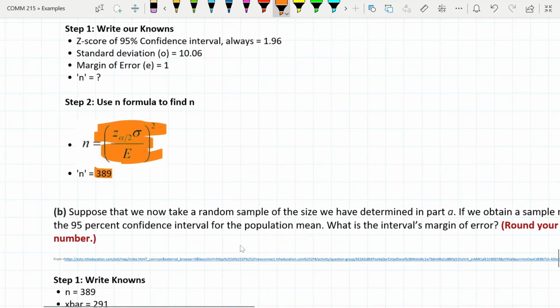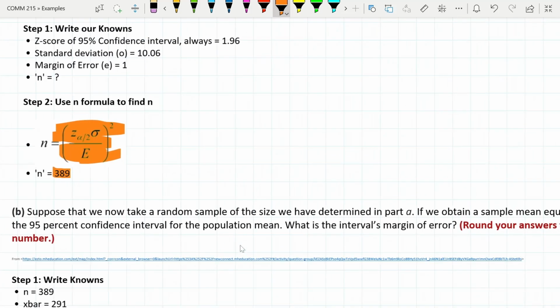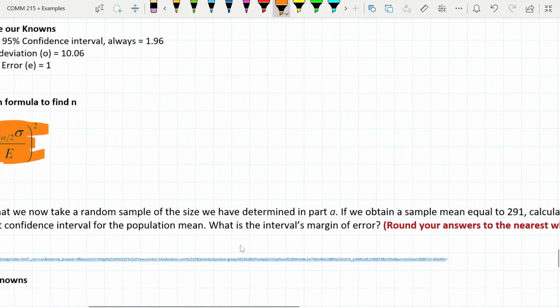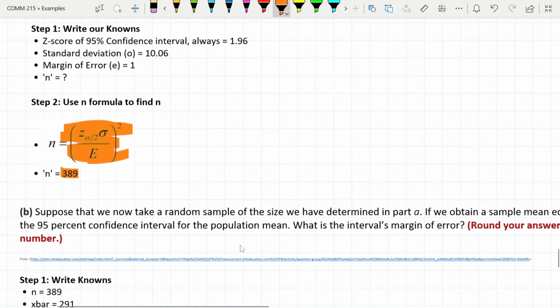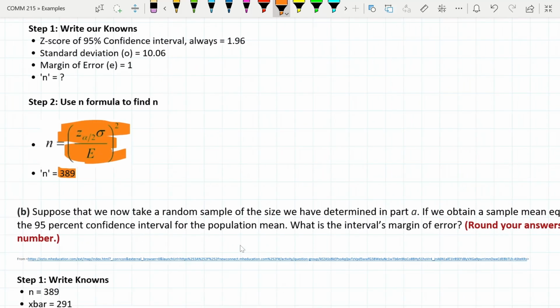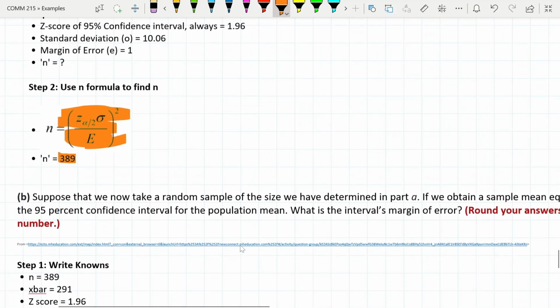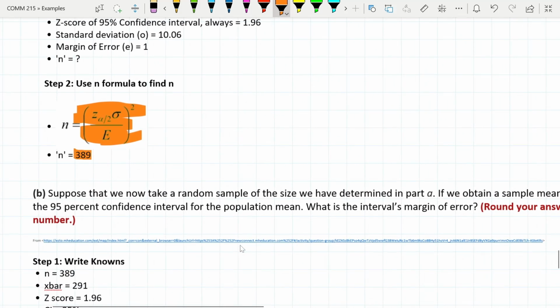So now B: suppose that we now take a random sample of the size we have determined in part A, so 389. If we obtain a sample mean equal to 291, calculate the 95% confidence interval for the population mean. What is the interval's margin of error? Round your answer to the nearest number.